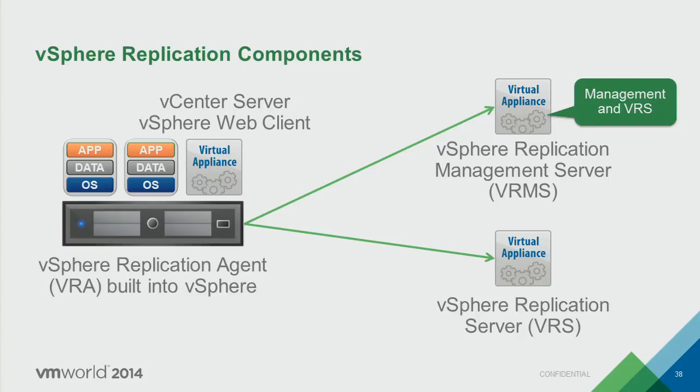You'll have exactly one of those per vCenter environment. So if you're replicating across two sites, each with its own vCenter, you will probably have two of those deployed, so that way you can replicate in both directions if you want to.